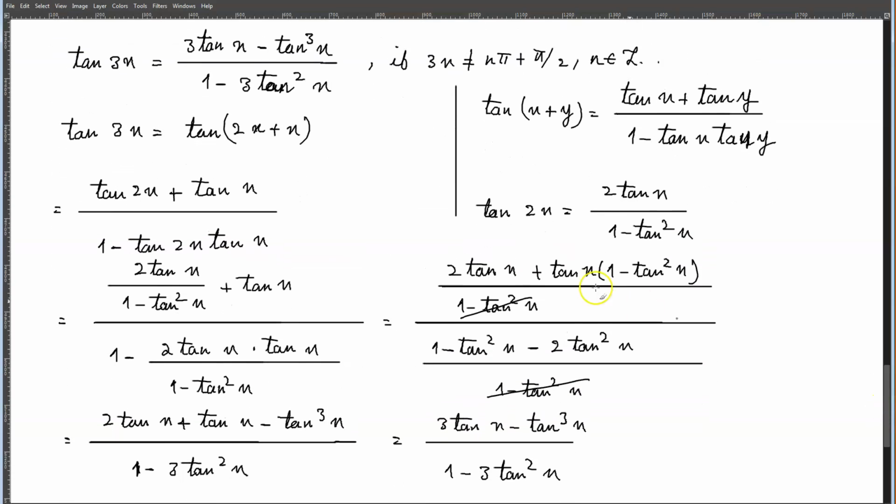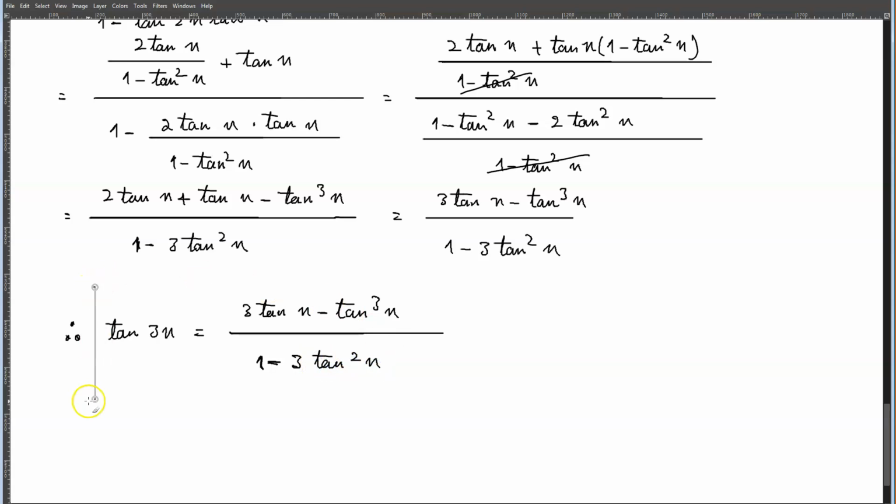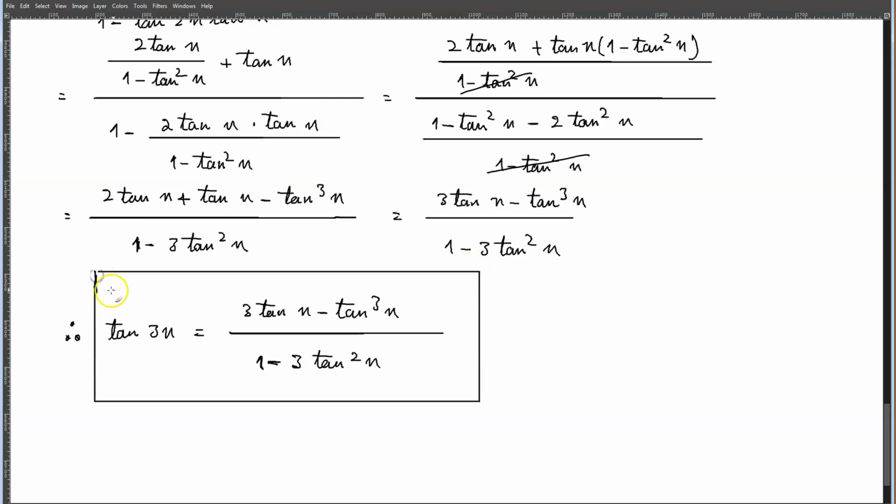So we said that basically tan of 3x is 3 tan x minus tan cube x over 1 minus 3 times tan squared x. So that means that tan of 3x is equal to 3 times tan x minus tan cube x over 1 minus 3 times tan squared x. And of course you know that the condition that we have here is that 3x is not supposed to be equal to n pi plus pi divided by 2 for n belonging to the set of integers.